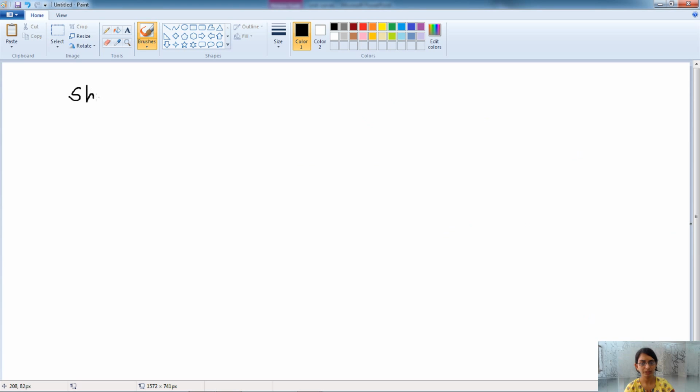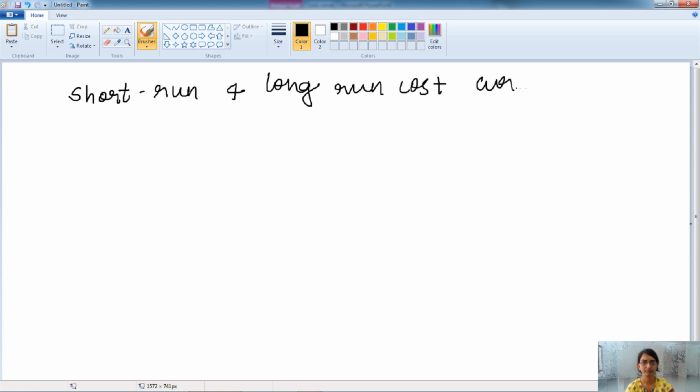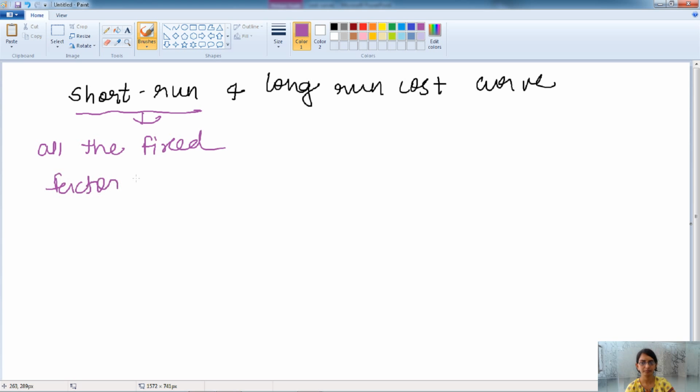Let's move on to the short run and long run cost curve. What is the short run and long run period? In the short run period, all the fixed factors, that can be the capital, machinery, building, etc., cannot be altered. So this is known as the short run.